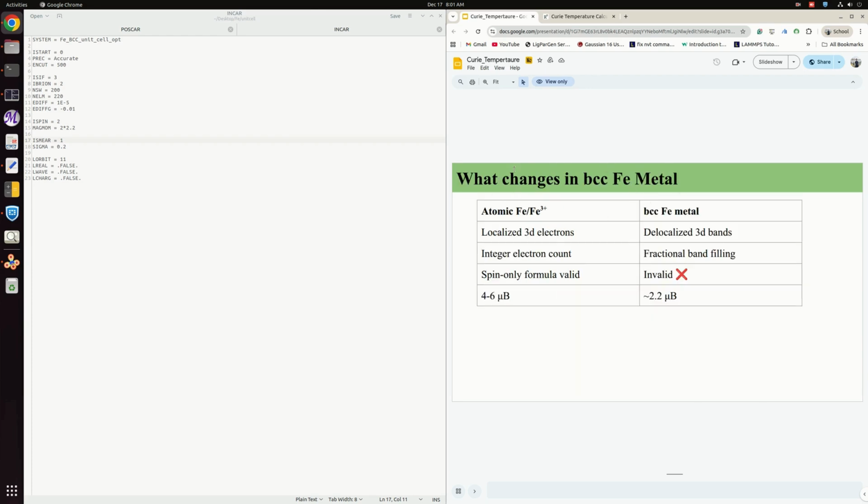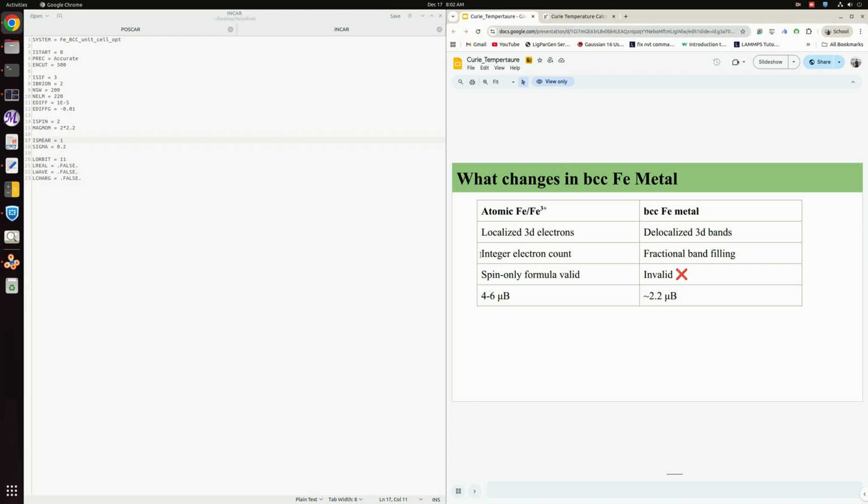Here I have made a comparison table, where on one side we have atomic Fe or Fe3+, and on the other side we have BCC Fe metal. In the atomic Fe, the localized electrons are like this: all the 3D electrons are localized in the atomic case, but here the 3D bands are delocalized. In the case of metal, these electrons have no such role; rather we are only going ahead with the bands, like the 3D bands of this Fe metal.